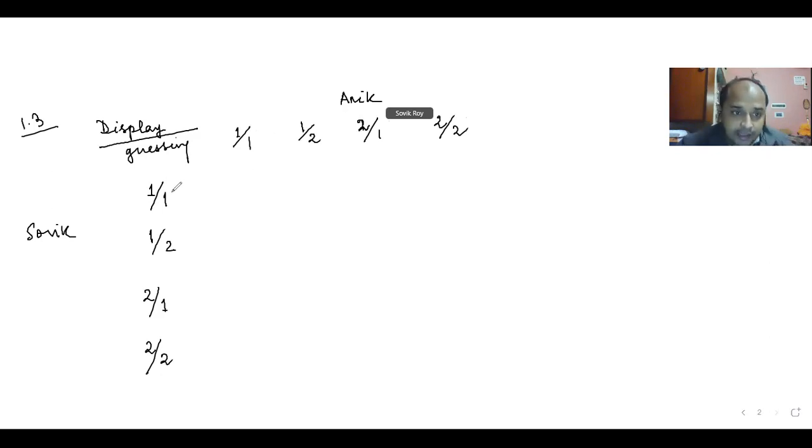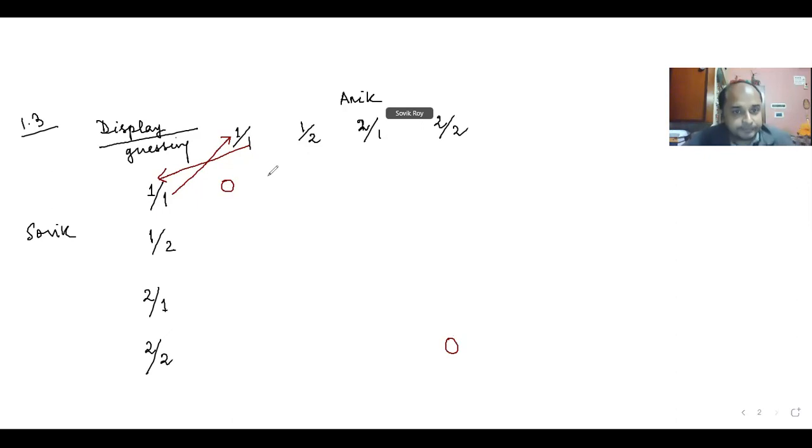So you see here the cross type of thing. My guessing is all right for Anik. Anik's guessing is all right for me. So here the game is a draw. The value will be 0. Okay, and similarly here also the guessing and showing are the same. So here the value will be 0.